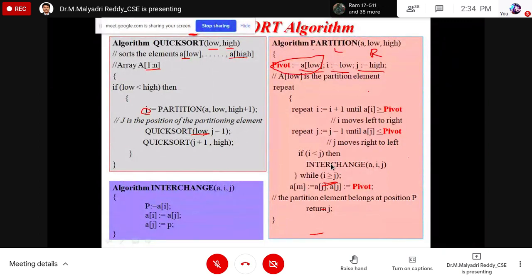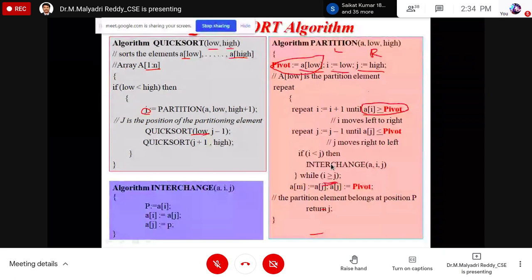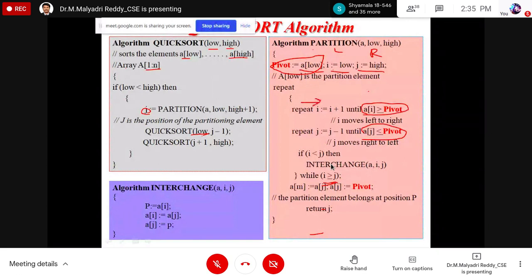Initially, I equals I plus 1 until A of I is greater than the pivot element. Now, pivot element always less than A of I, until the condition fails. This is a do while loop. Whenever the pivot element is greater than that I value, automatically it goes to the next loop. J equals j minus 1 until the pivot element is less than that one. So in the left sub part, we need to identify an element greater than the pivot. In the right sub part, we need to identify an element lesser than the pivot element.